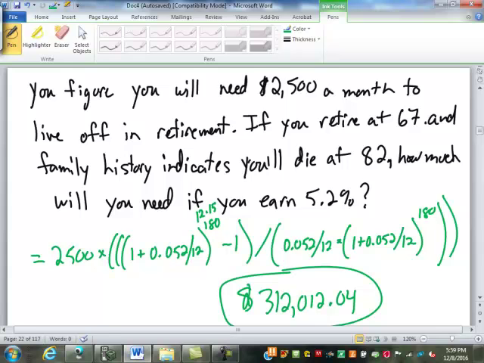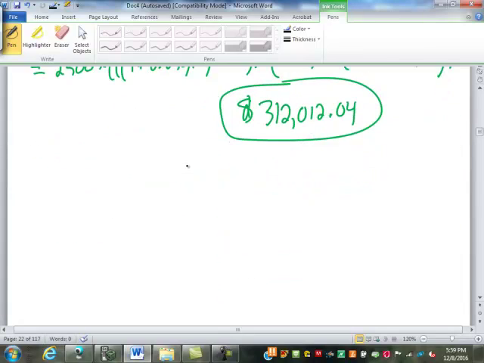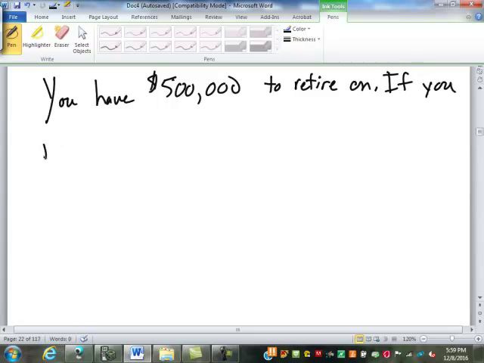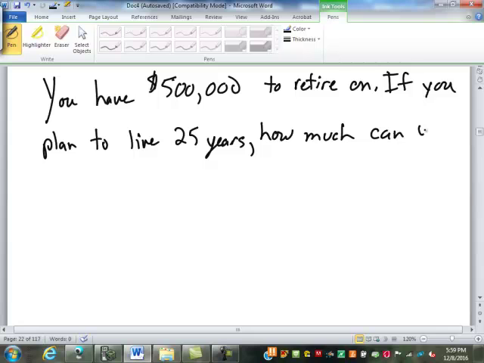How many of you had that? Good deal. You have $500,000 to retire off of. I should say expect, but let's say plan to live 25 years. How much can you draw each month at 4.5% interest?